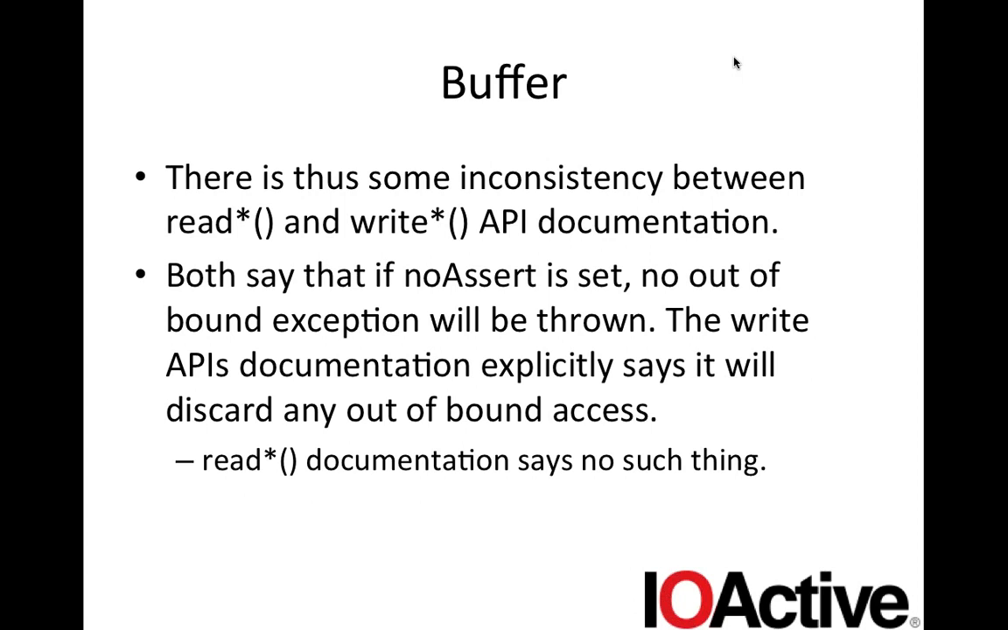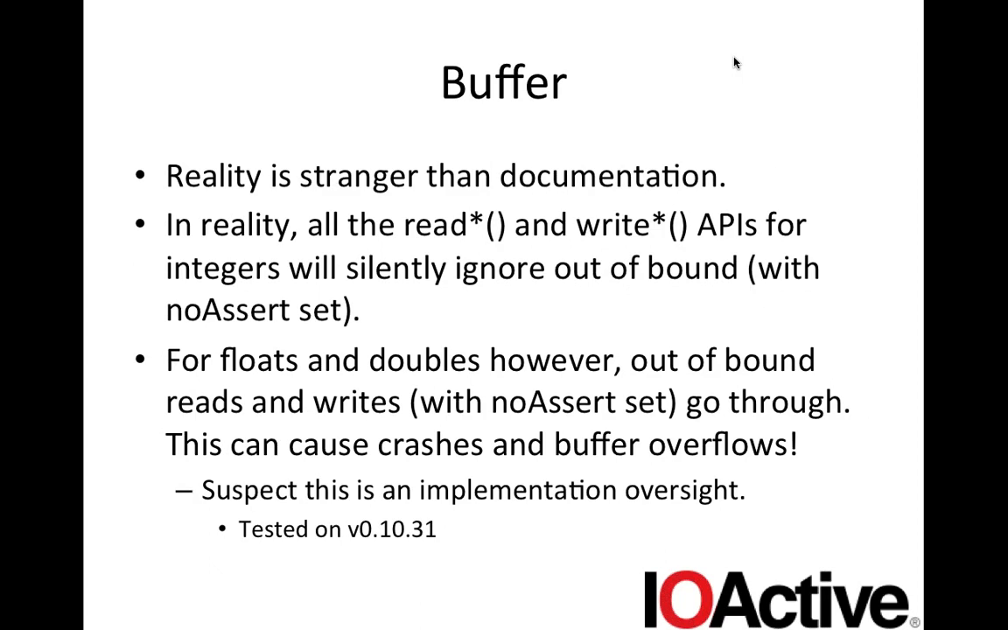The read documentation says the following, right? It says noAssert should be set to true to skip validation for offset. This means offset may be beyond the buffer, defaults to false. So that one doesn't document whether it would be dropped or it would actually go through, right? So the documentation is at the very least inconsistent. Both say what noAssert does, but then one says it will drop, the other one says it doesn't.